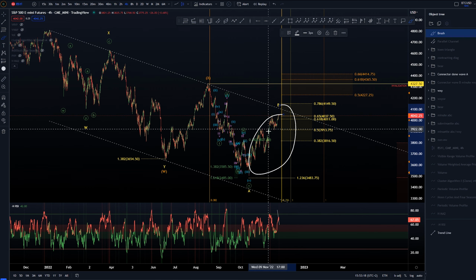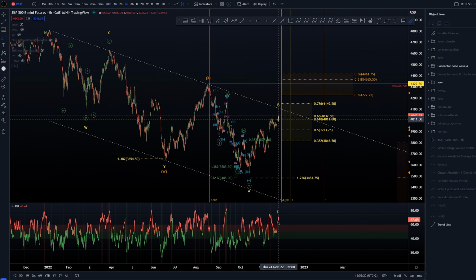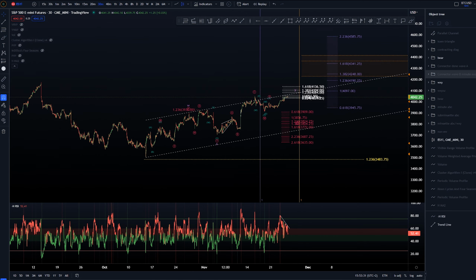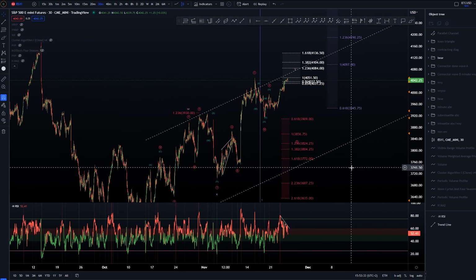And if we are looking at the smaller time frame count, there are definitely ideas that we could soon be finishing this count here. So let's take a look at the more local structures, get rid of these higher time frame ones for now.